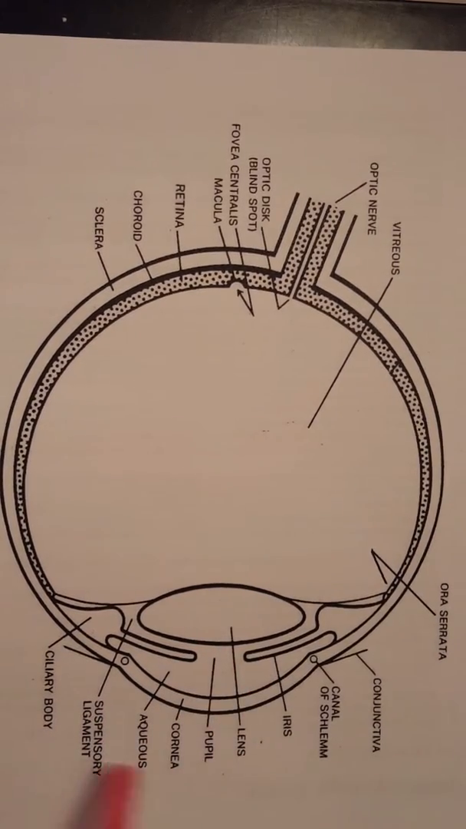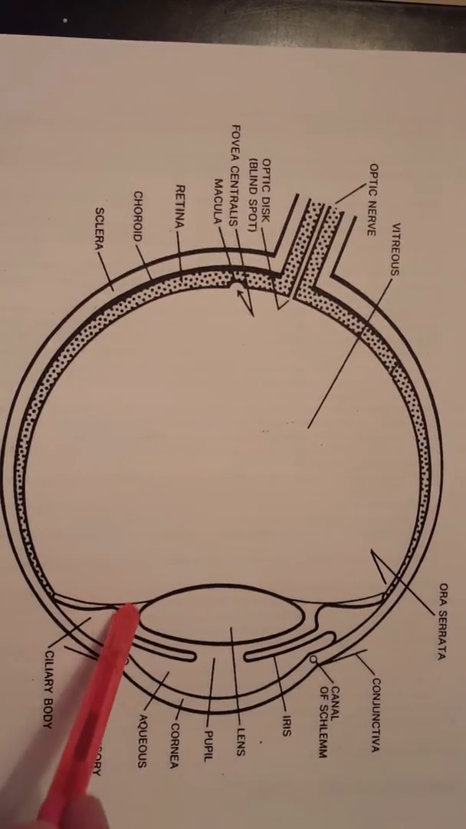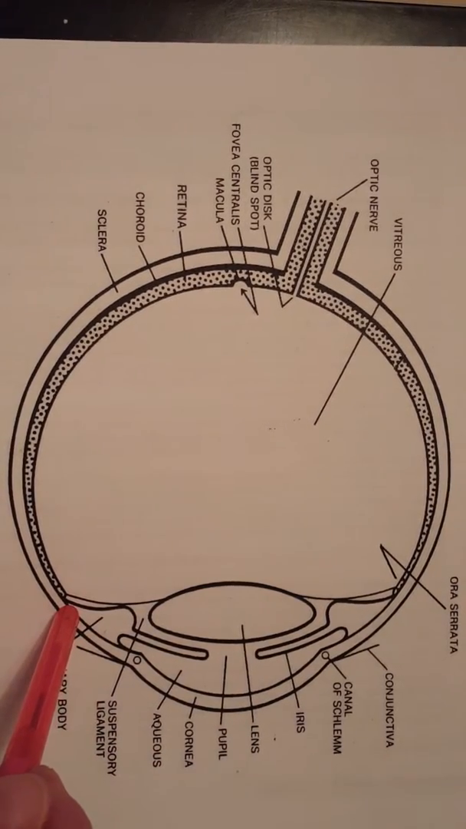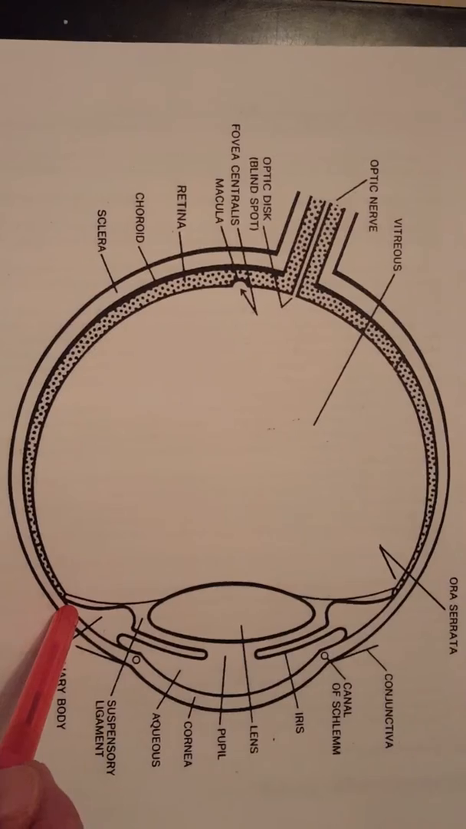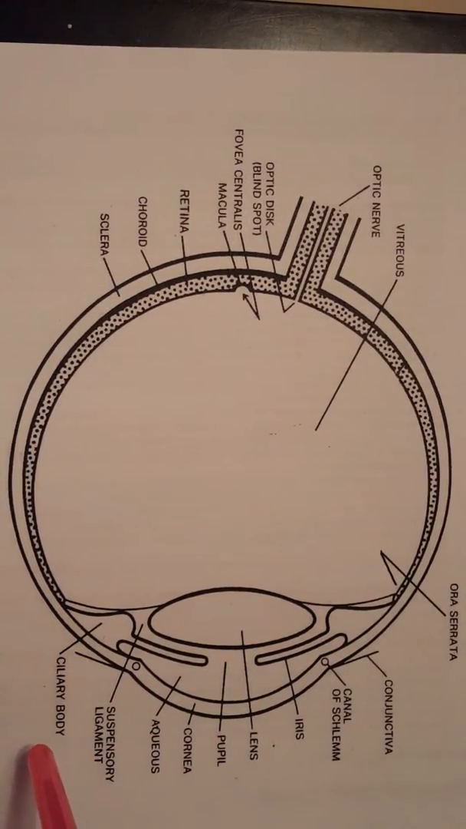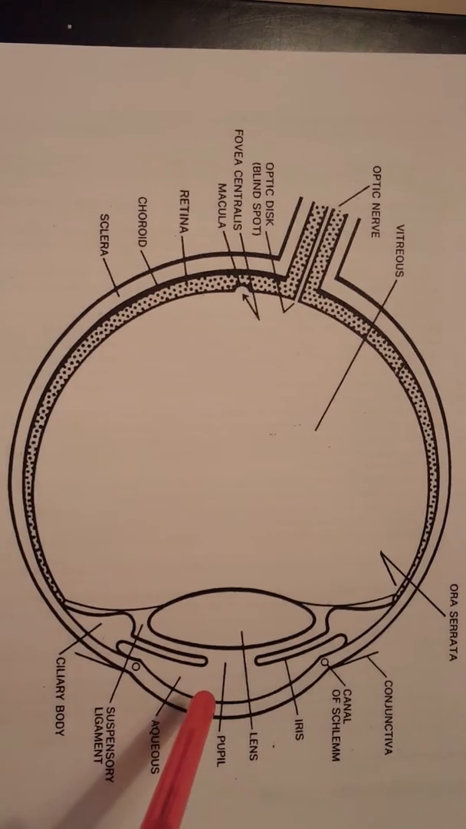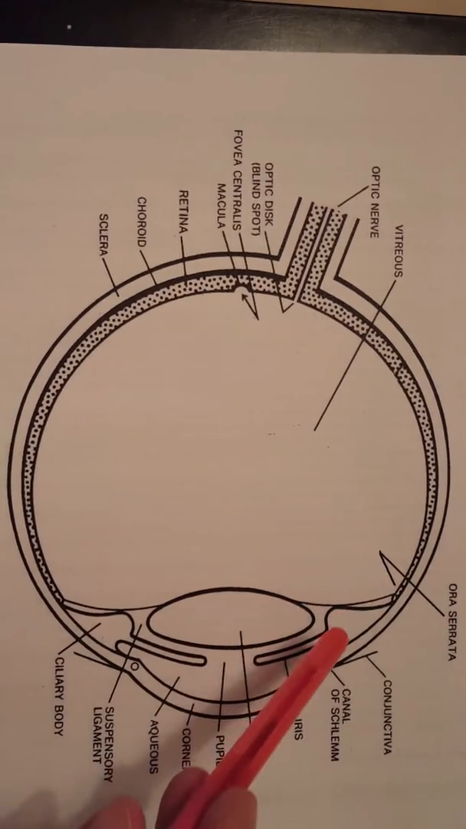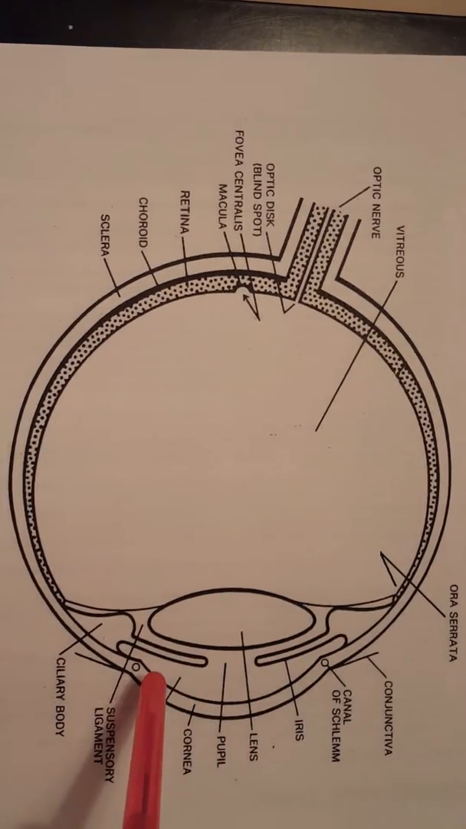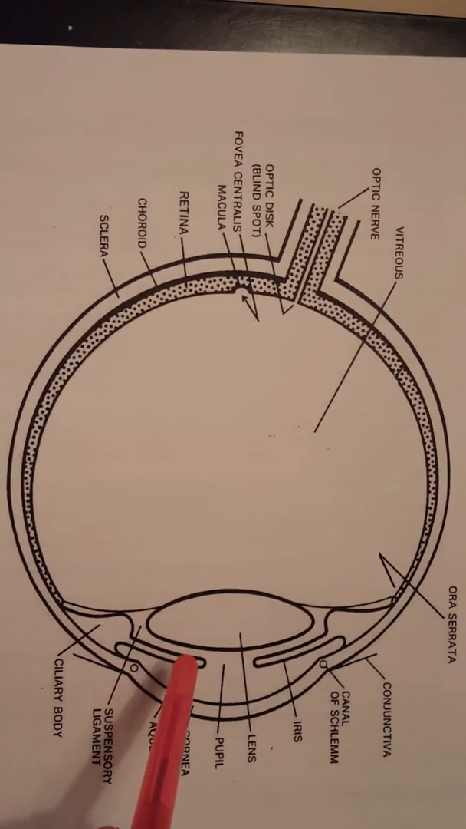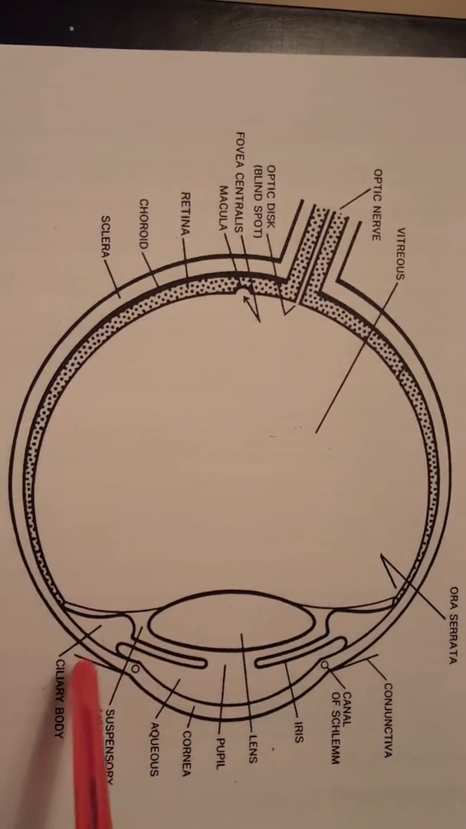Now we're going to move on to the suspensory ligaments. These ligaments are connected to the lens, and they adjust the shape of the lens to make it more or less curved so as to increase or decrease the refraction of the light. They connect the ciliary muscles to the lens and hold the lens in place.